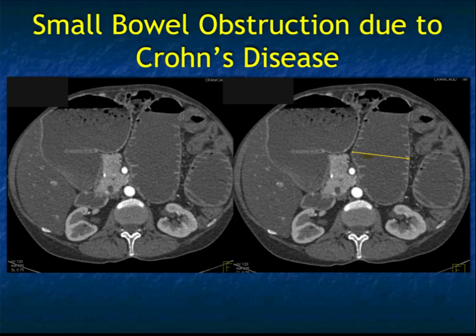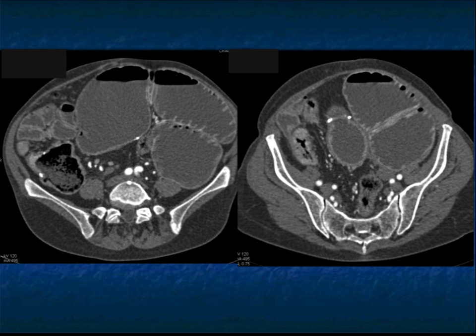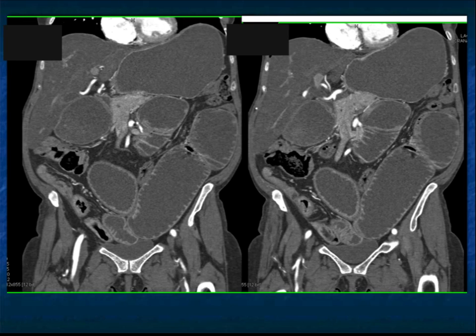Another patient with a known history of Crohn's, markedly dilated small bowel loops, and you track the small bowel loops downward and the transitions in the distal bowel. Now, it just simply looks like thickened bowel, typical Crohn's disease. And when you look at the coronal, you can see it's a long segment of thickening, a very abrupt transition, but very markedly dilated bowel. And so in this case, this patient is going to need surgery.